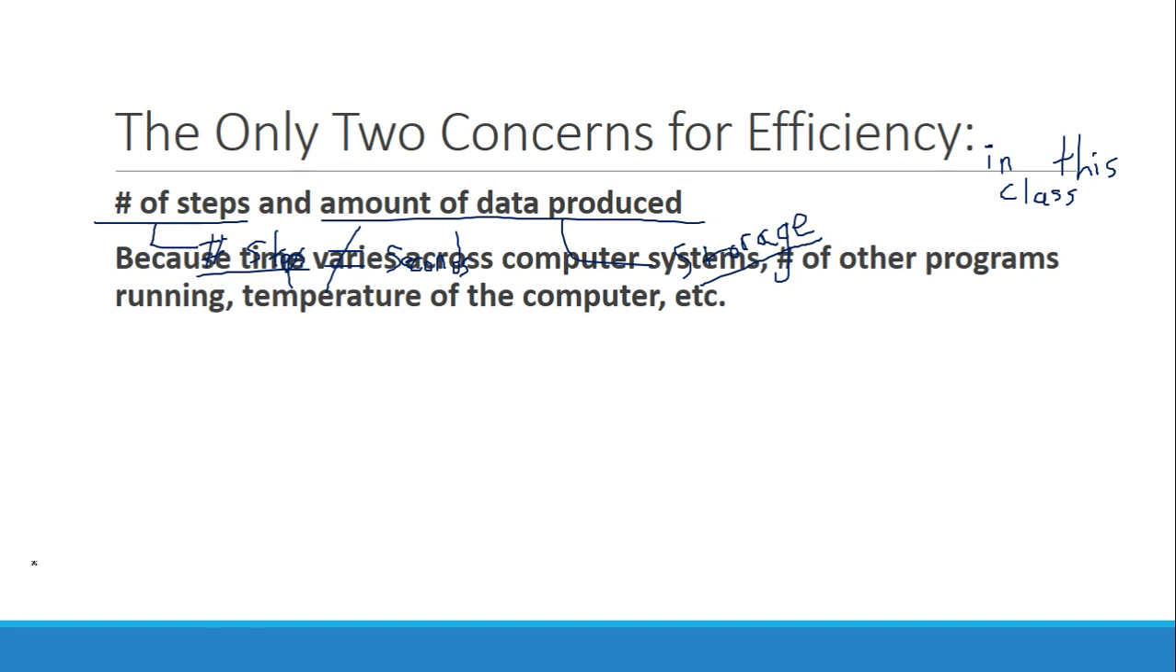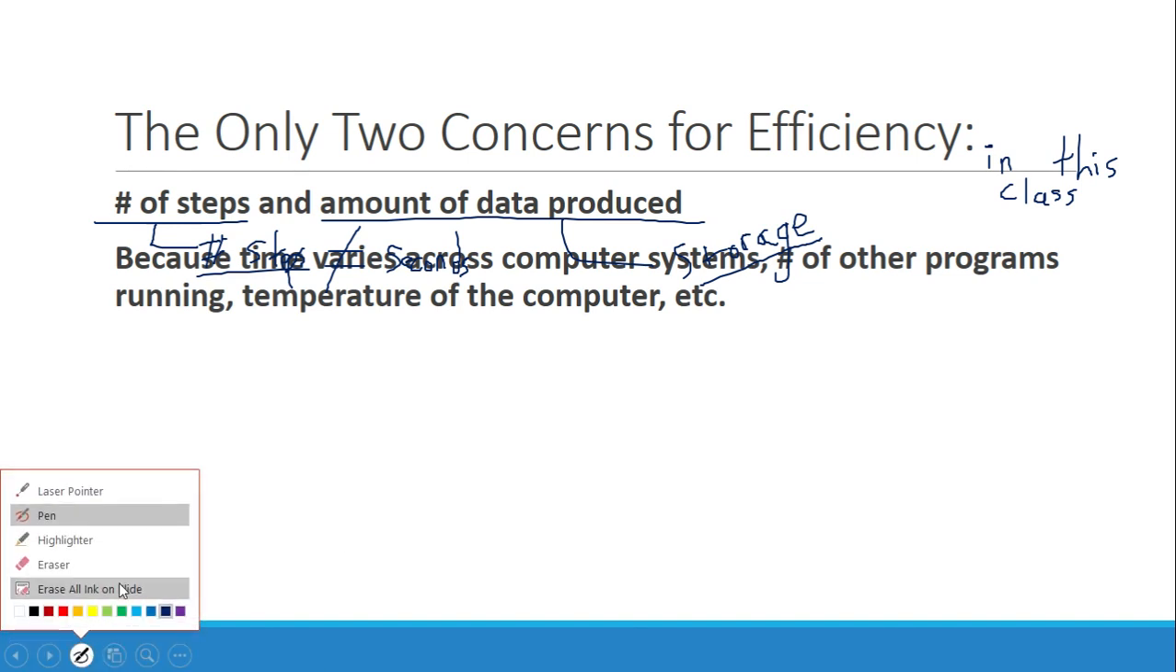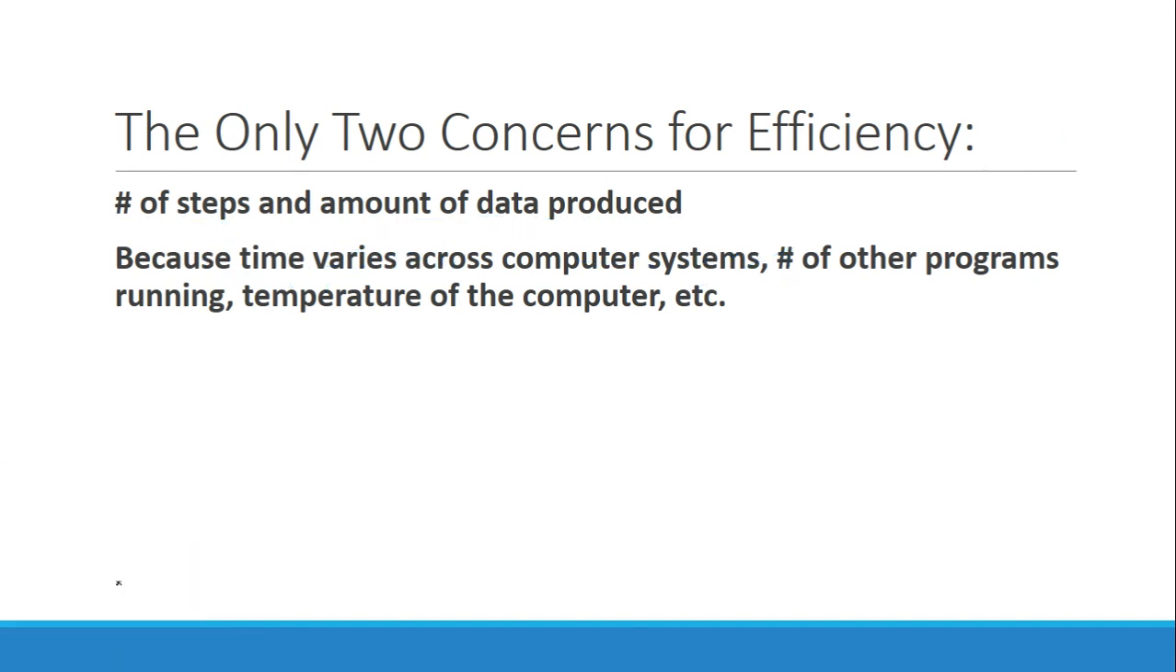The reason is because the amount of time, the actual literal time, as in seconds, varies wildly among different computers. The number of programs that are running, the temperature of the computer, the age of the computer, all kinds of factors affect how long a program will actually take in seconds. So a programmer can't really do a lot with that information.